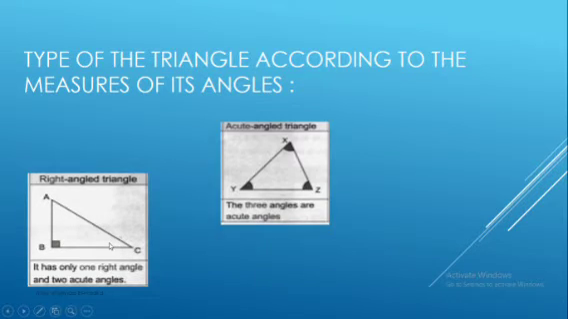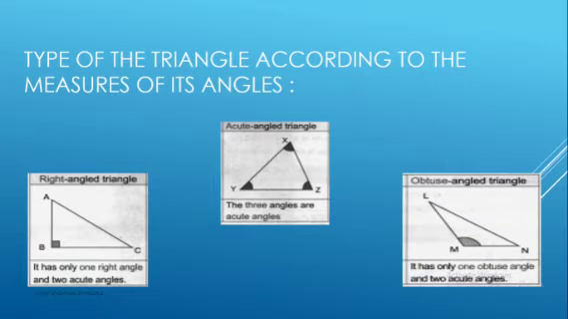The second type, acute angled triangle. The 3 angles are acute angles: angle X, angle Y, and angle Z.